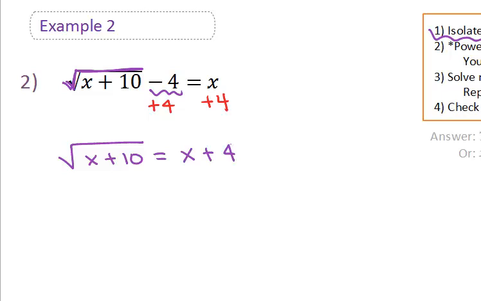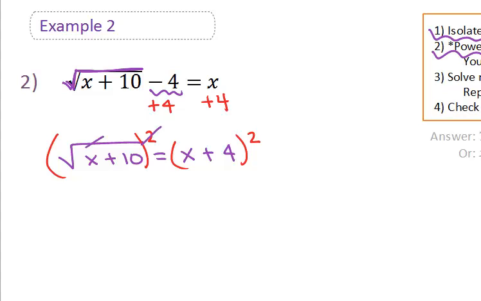And I forgot to remind you to pause the video and try it on your own. So if you want to do that from here, go for it. Step number 2 says power both sides. This is a square root, so we need to square both sides. Now you have to square both sides completely as it is. So on the right, you have to square the x plus 4 as one unit. You cannot square each term individually.